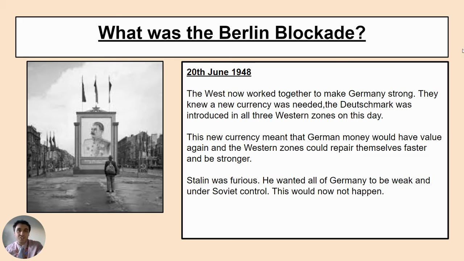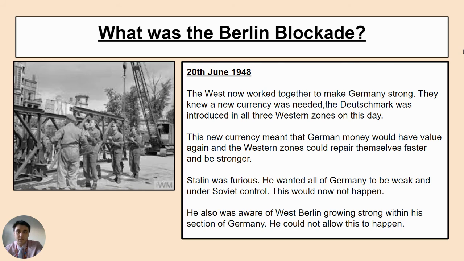Stalin, as you can imagine, was furious. Stalin wanted all of Germany to be weak and under Soviet control. This would now not happen. Germany had been split into two. It was two separate countries. Stalin was also aware of West Berlin growing strong within his section of Germany. Stalin could not allow this to happen. He had to find a way of taking control of the situation.